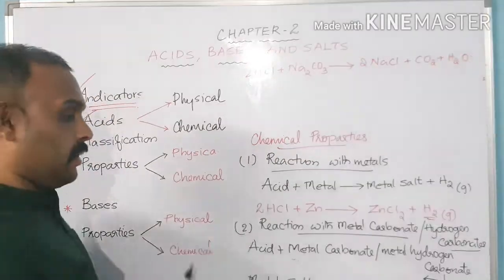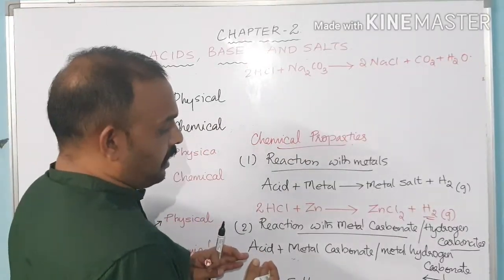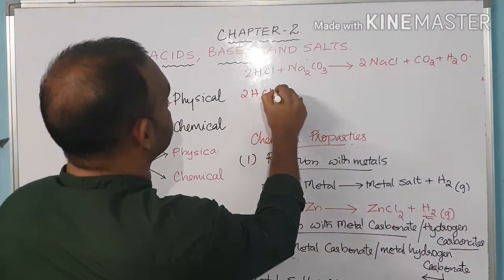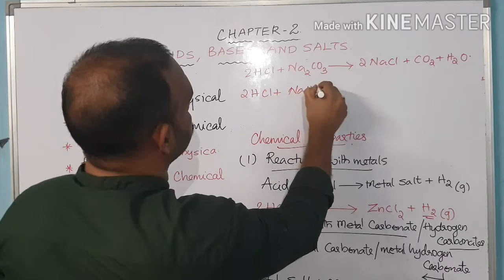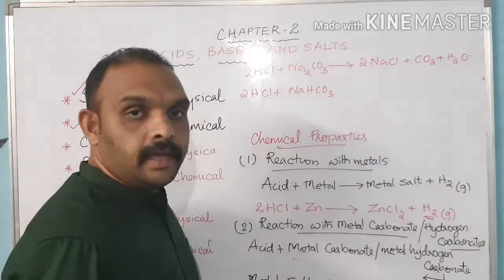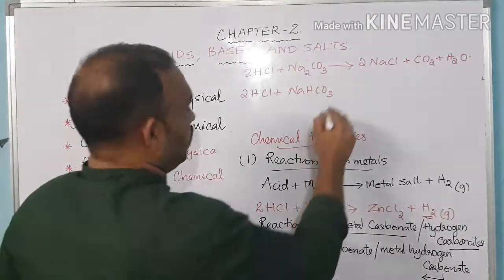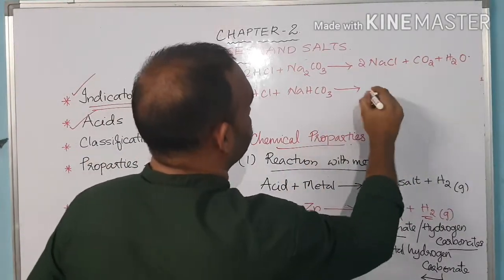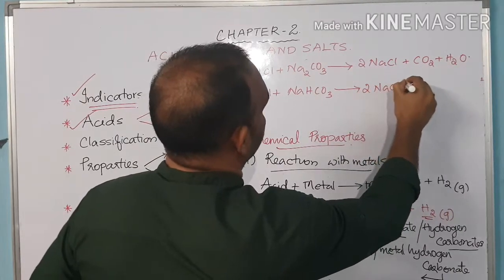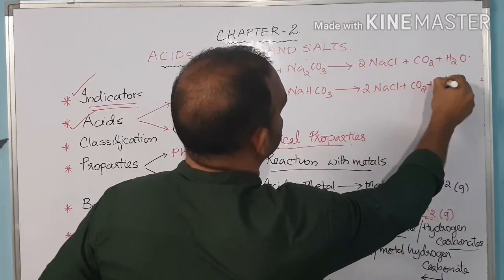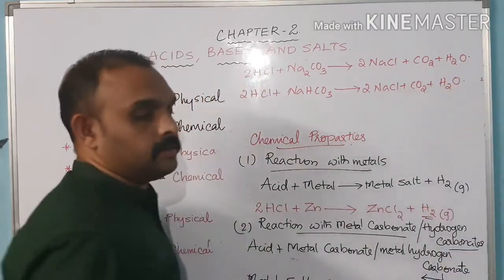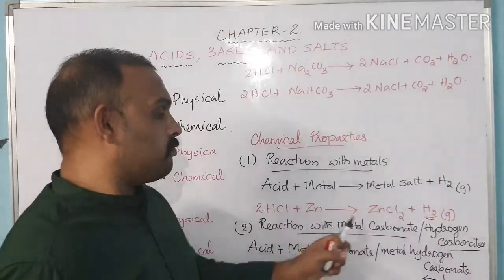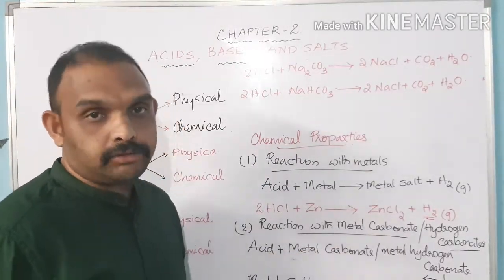Okay, then what will be the example for acid plus metal hydrogen carbonate? That is also 2HCl plus NaHCO3. What is NaHCO3? Baking soda, sodium bicarbonate. What is the product we will get? We will get the same sodium chloride plus carbon dioxide plus water. So this is the second chemical property, that is reaction with metal carbonate or metal hydrogen carbonate.